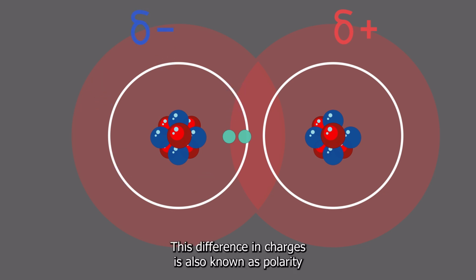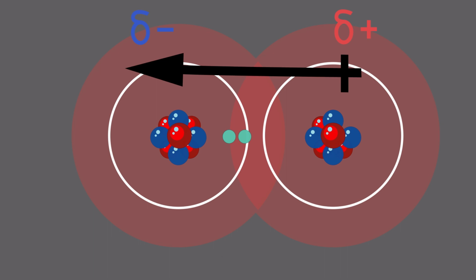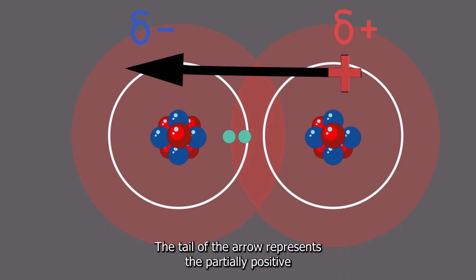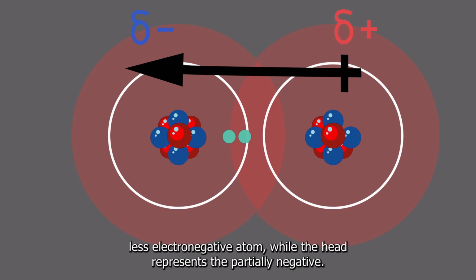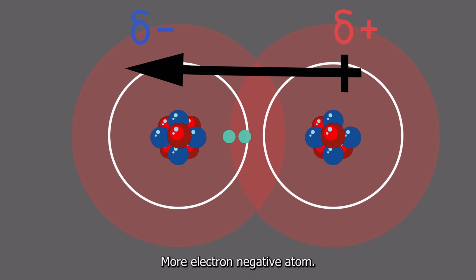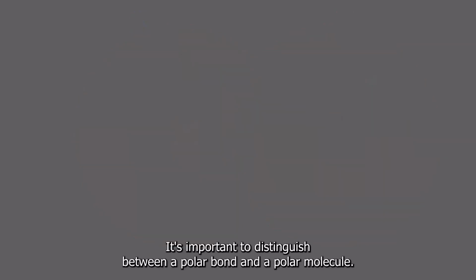This difference in charges is also known as polarity and is represented by the following arrow. The tail of the arrow represents the partially positive, less electronegative atom, while the head represents the partially negative, more electronegative atom. It's important to distinguish between a polar bond and a polar molecule.